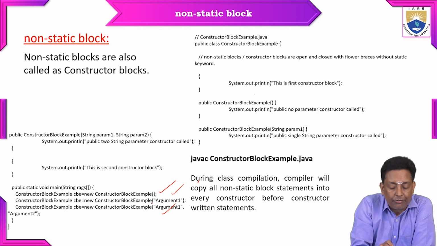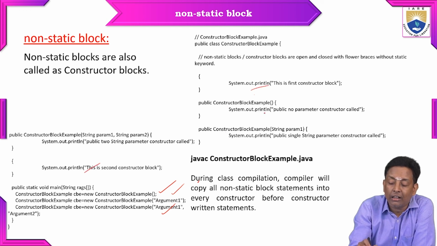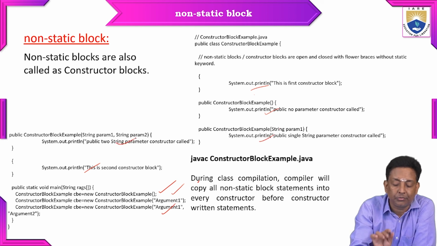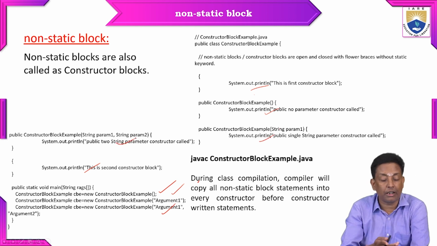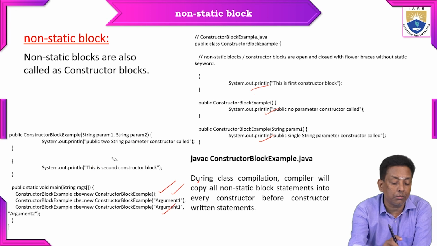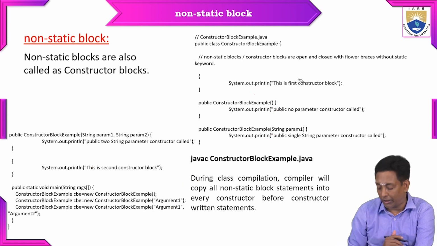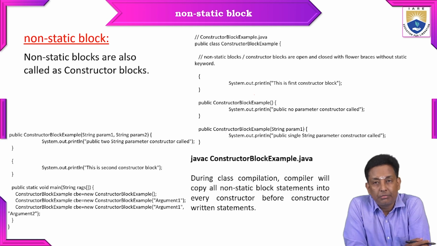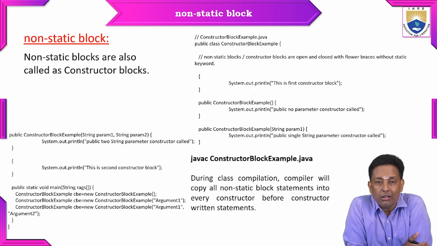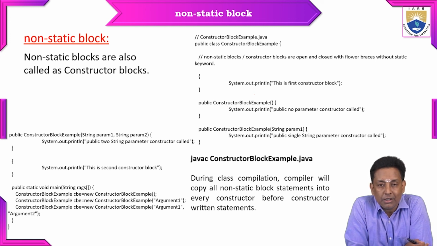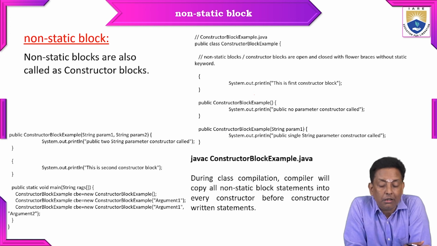While creating every object by calling the constructor, you will notice this statement, and the constructor's respective statements. So you can compile and run this program and check how the constructor block code is executed. So that's all about the static block and non-static block, the 2 topics of Java programming structure. Here Java programming structure completes.